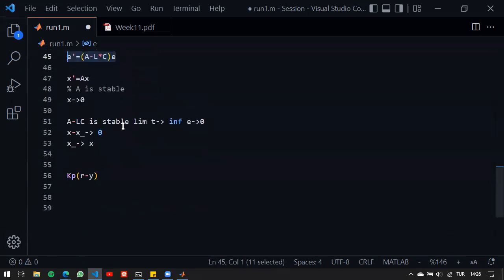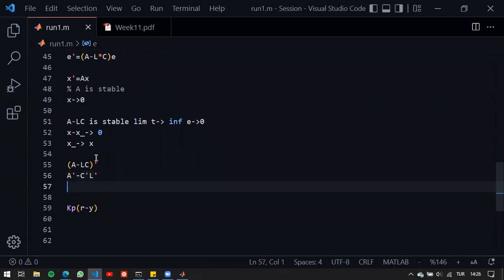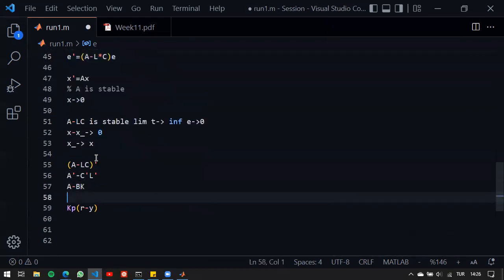Now this, choosing A minus LC, is actually nothing other than that. If we take the transpose here, we'll see something interesting pop up. This would be C transpose, L transpose. Now stabilizing this looks like stabilizing A minus BK.